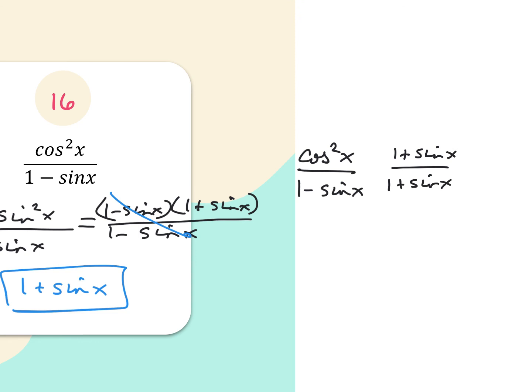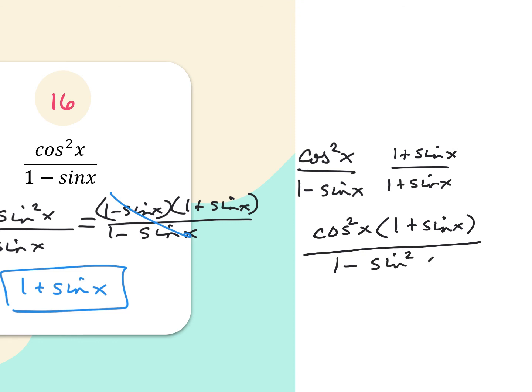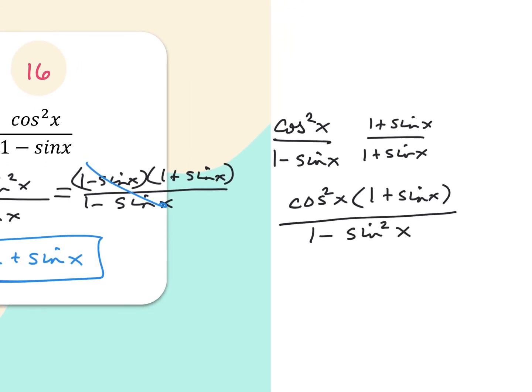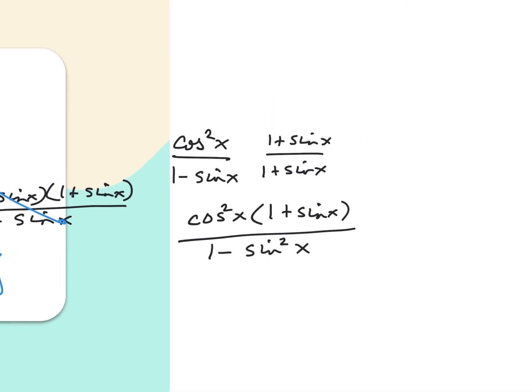So then here, what I can do is cosine squared x times 1 plus sine x, and then I can FOIL the bottom, and then this becomes 1 minus sine squared x, and then this turns into a Pythagorean identity. So then this becomes cosine squared x. The top stays the same, and then these cancel, and then I get the same answer.